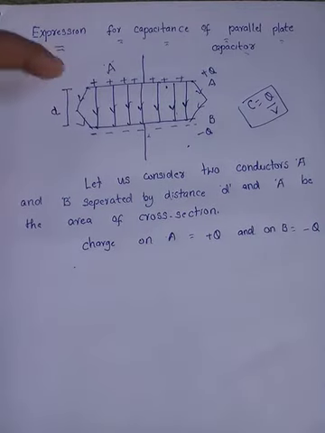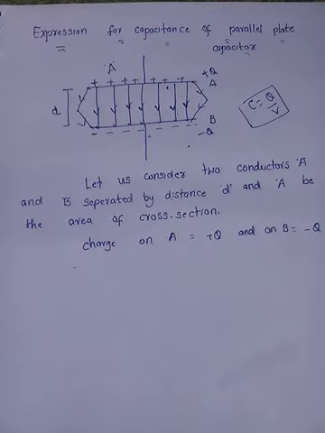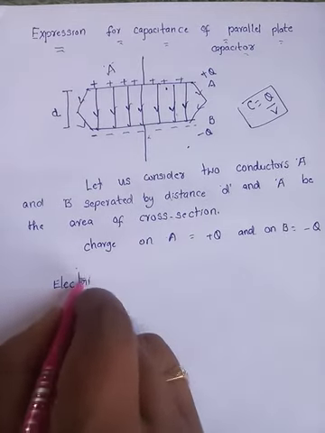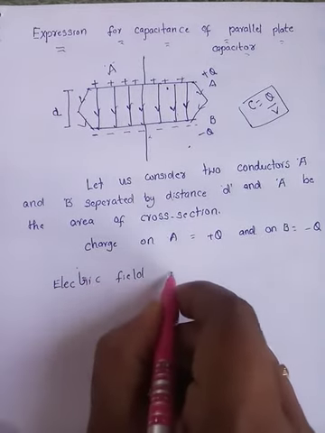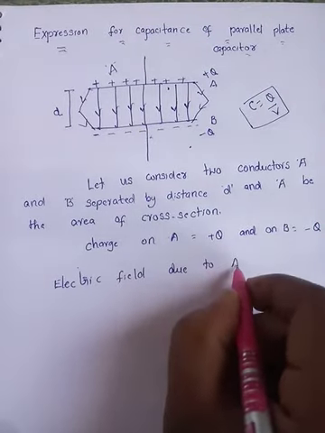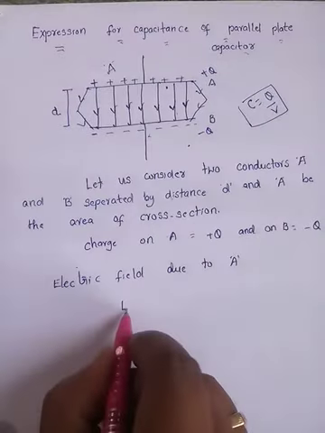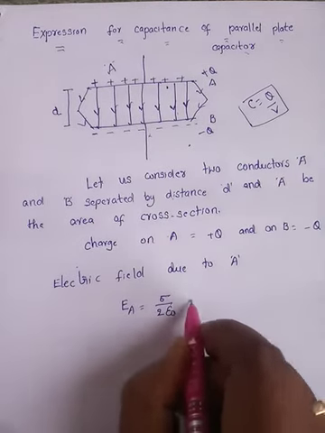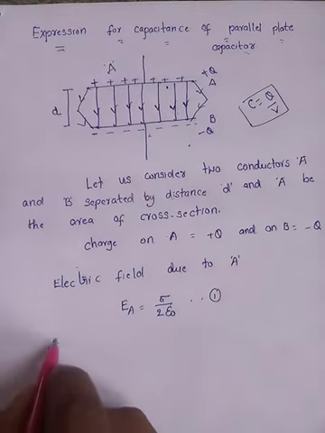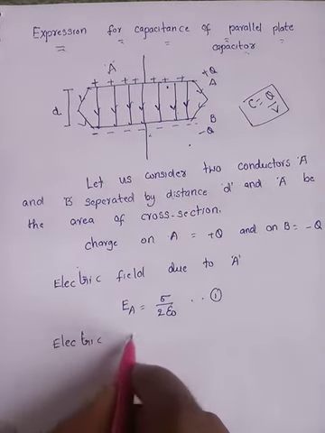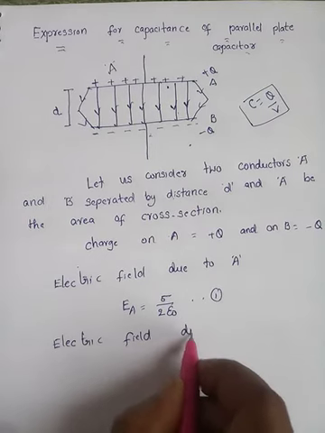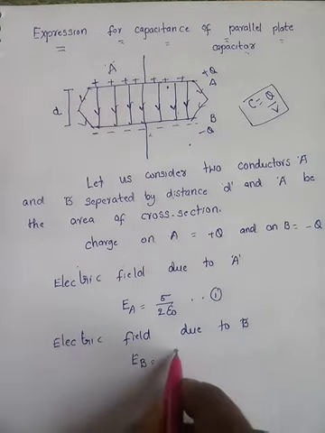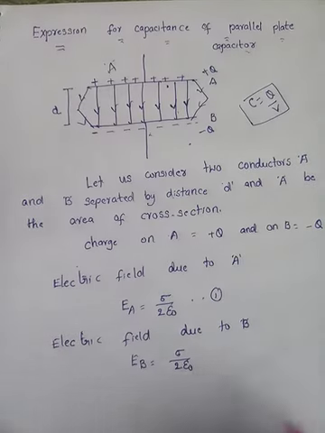Okay, now assume that each plate is an infinite charged conductor. So the electric field due to A: what is the electric field of an infinite charged conductor? EA is equal to sigma by 2 epsilon naught. Similarly, what about the electric field due to B? Same, an infinite charged conductor, right? So the electric field due to B is also EB equal to sigma by 2 epsilon naught.